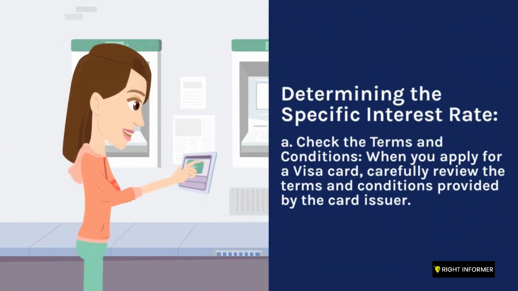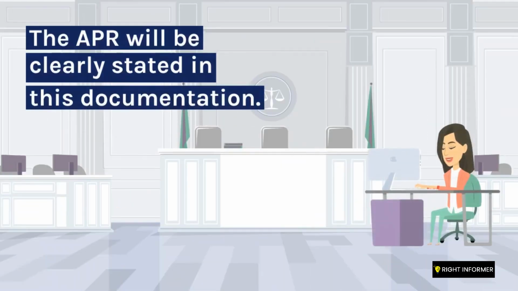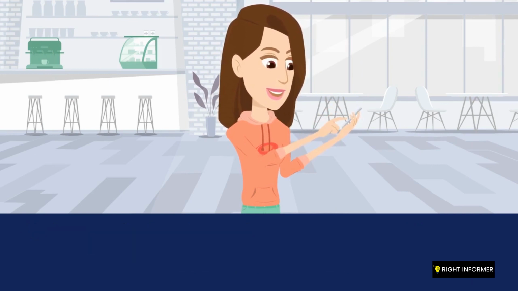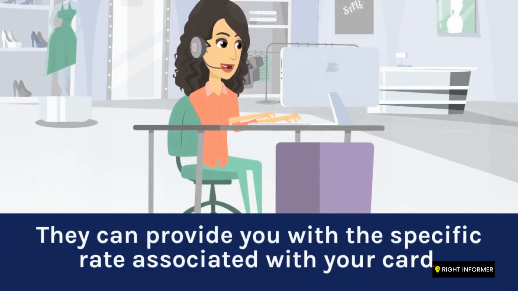Determining the specific interest rate. A. Check the terms and conditions. When you apply for a Visa card, carefully review the terms and conditions provided by the card issuer. The APR will be clearly stated in this documentation. B. Contact the card issuer. If you already have a Visa card and are unsure about the interest rate, reach out to the card issuer's customer service. They can provide you with the specific rate associated with your card.